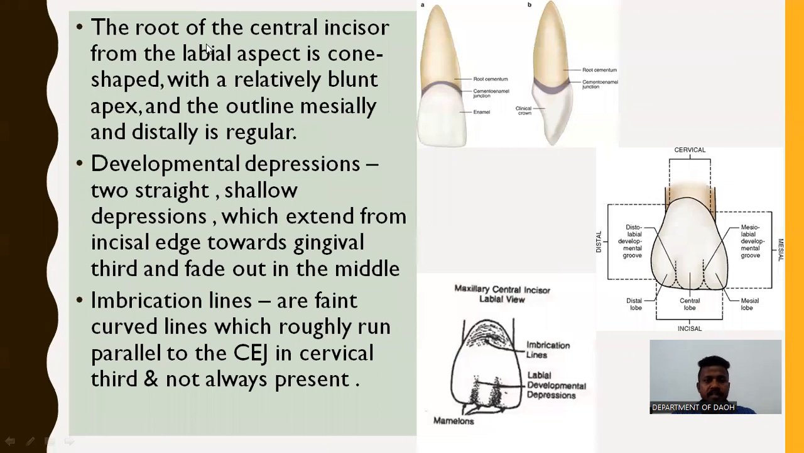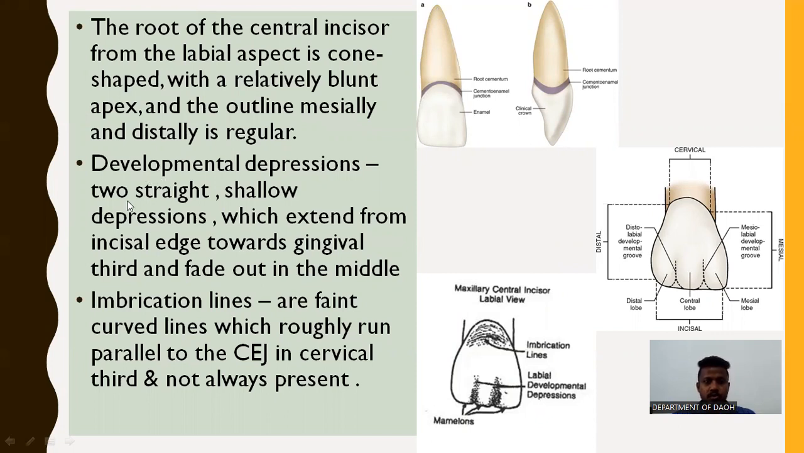The root of the central incisor from the labial aspect is cone shape. You can see this cone shape with a relatively blunt apex. This is the apex of the central incisor. So the root of the central incisor from the labial aspect is cone shape with a relatively blunt apex, and the outline mesially and distally is regular. You can see mesially and distally the outline is comparatively regular.